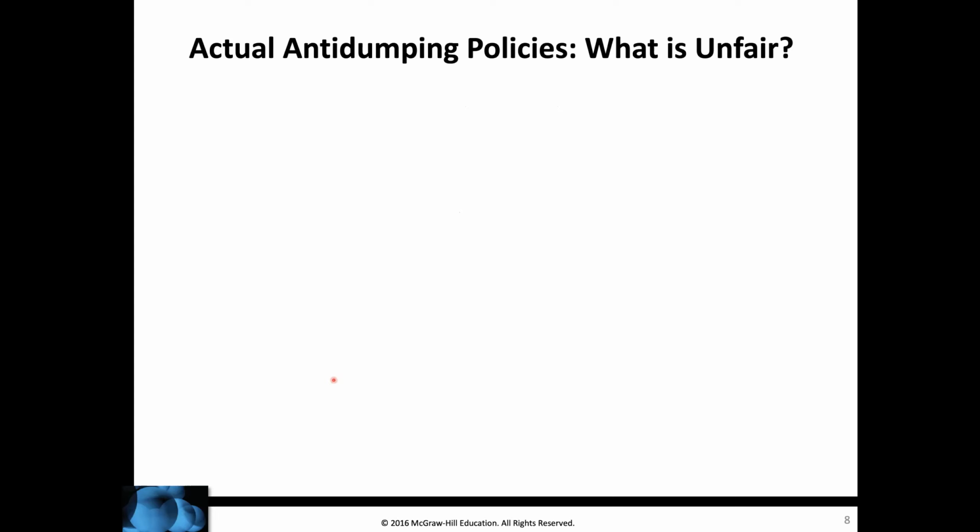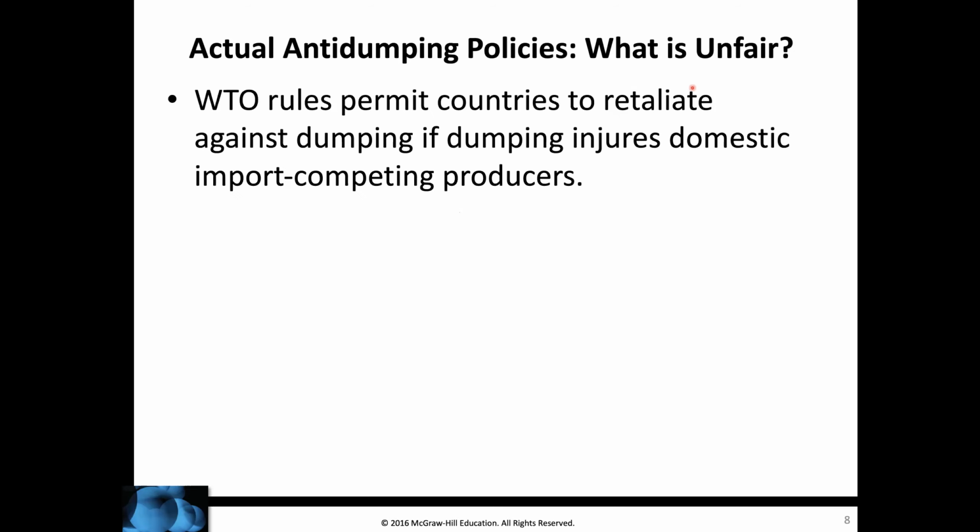So there are anti-dumping policies. And how do we determine what is unfair? The WTO has rules that permit countries to retaliate against dumping if dumping injures domestic import-competing products. So the dumpees have the opportunity to retaliate against those that are dumping on their country.